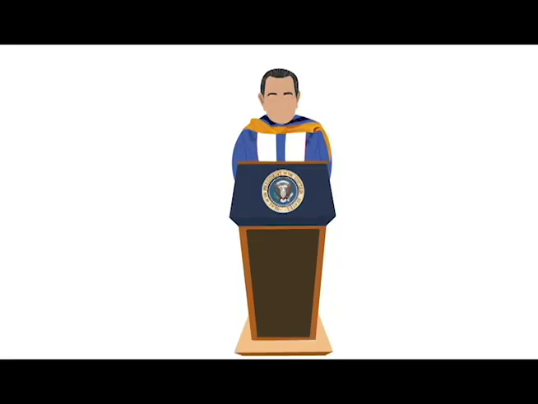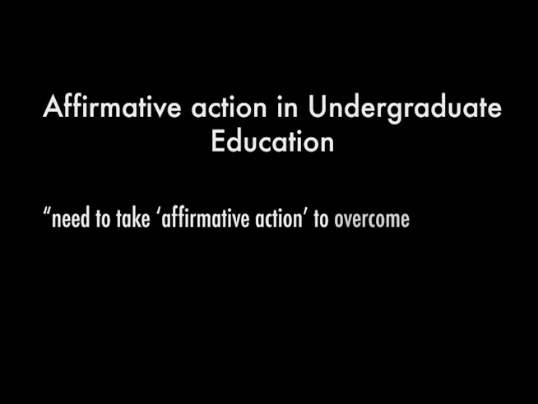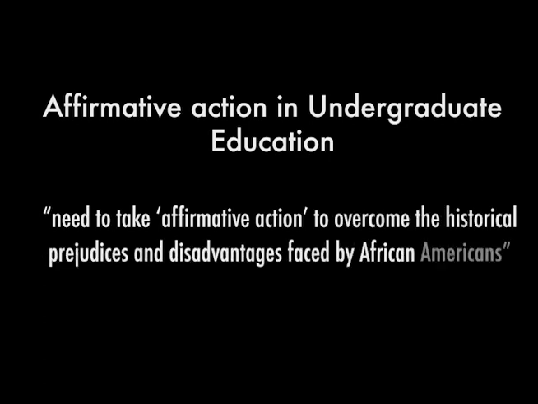Let's see how affirmative action came about. According to the article Affirmative Action in Undergraduate Education, released in 2015, affirmative action was outlined by President Lyndon Johnson in 1965 during a commencement speech at Howard University. He noticed there was a huge educational gap between African Americans and whites. He pointed out there is a need to take affirmative action to overcome the historical prejudice and disadvantages faced by African Americans.